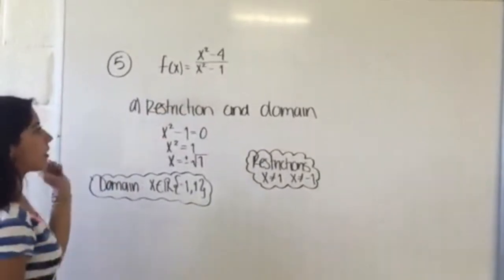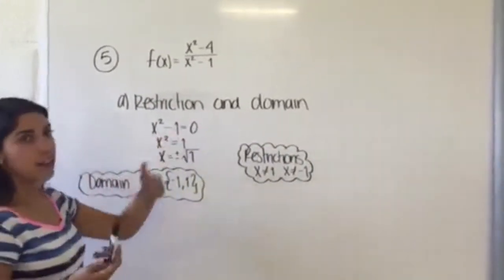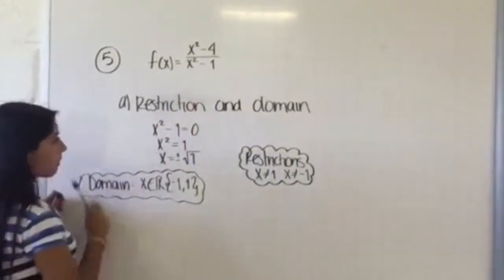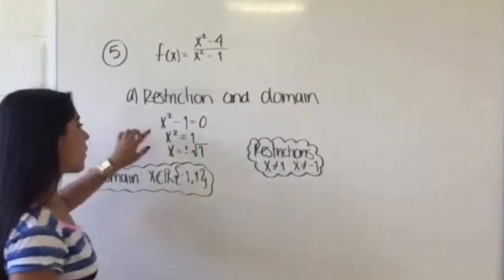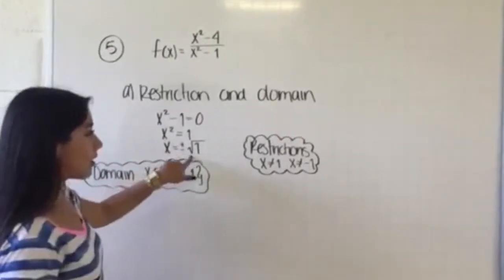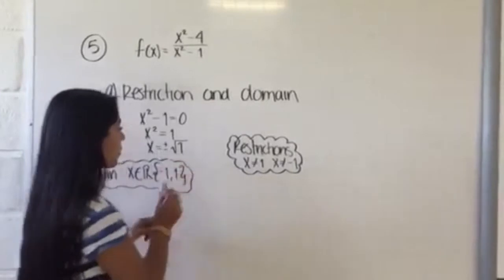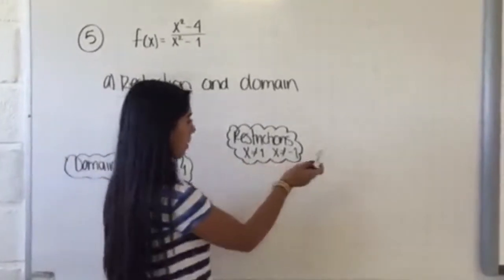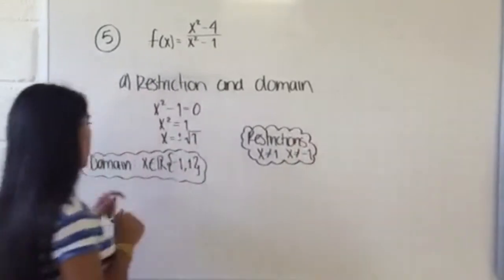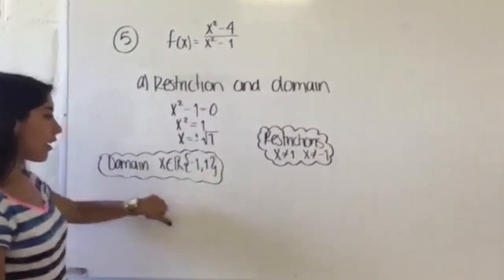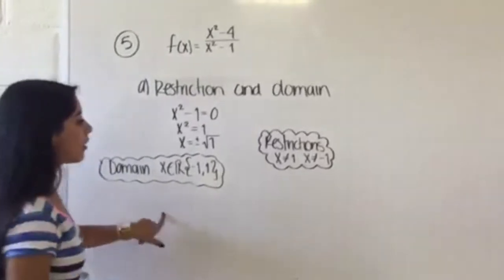The first step is to find the restriction and the domain. So we use this to have the domain, and we isolate the x, and the result is this. And the restrictions are x can't be 1 and x can't be minus 1. So the domain is x belongs to all reals except minus 1 and 1.